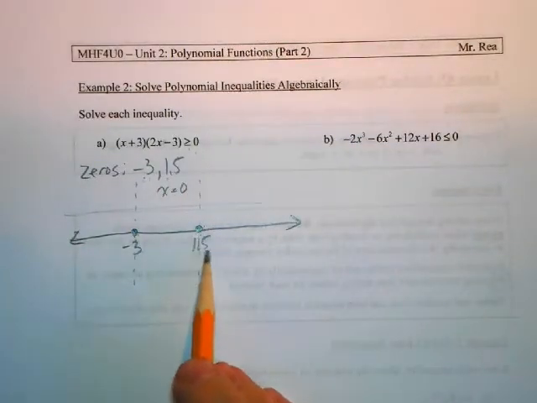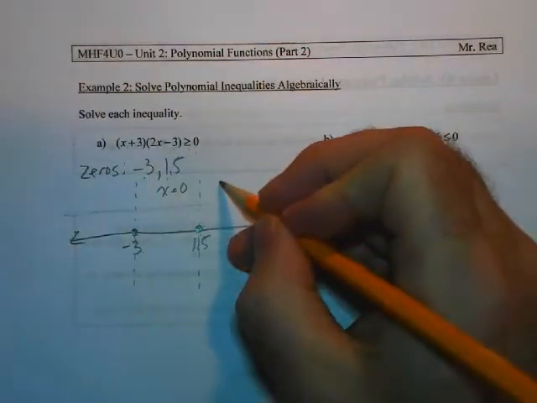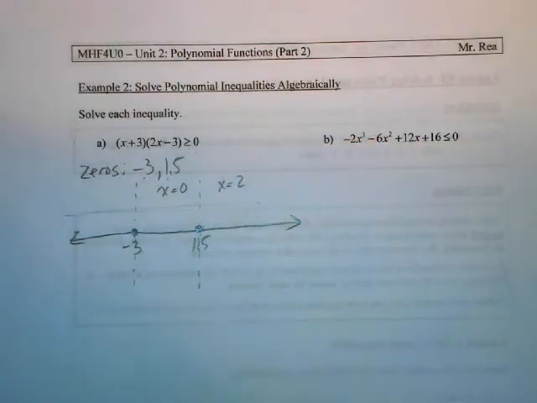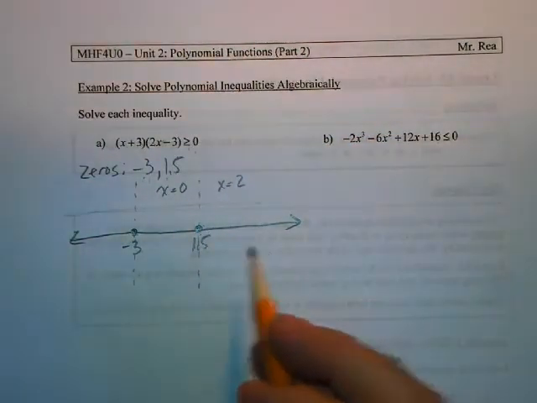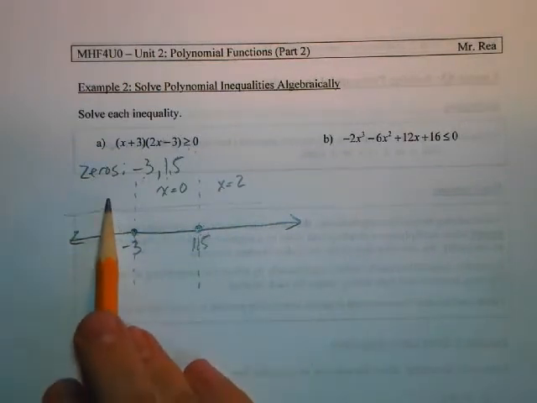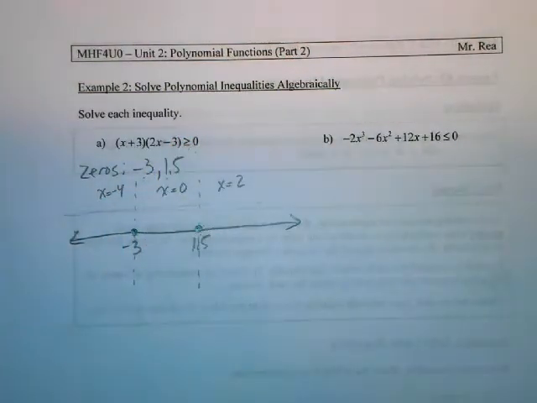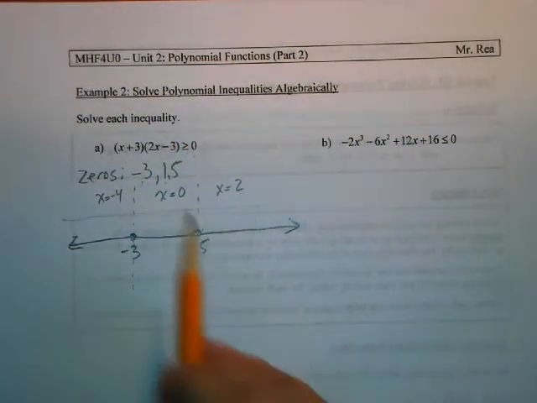Okay, if I want to pick a value above 1.5, well, probably my choice would be x equals 2. That's definitely above 1.5, but I don't want to make it too hard because I'm actually going to have to use these numbers for calculations. And then if I want a test value less than -3, well, I'm picking -4. So I picked my 3 test values.